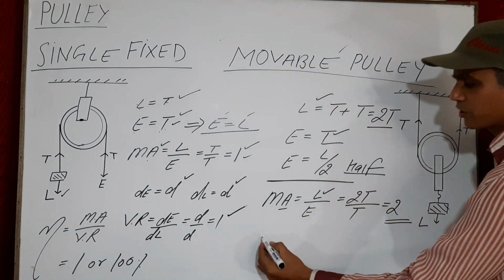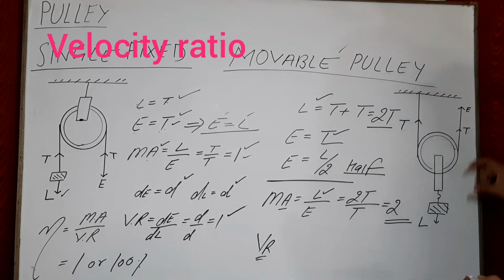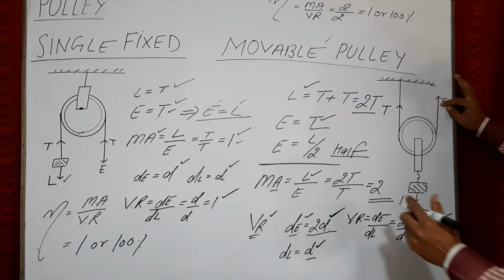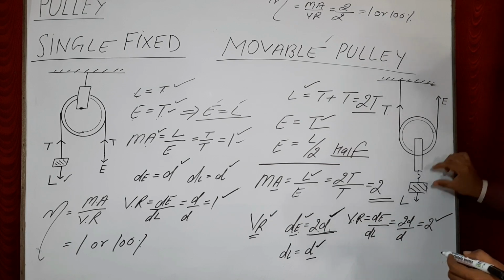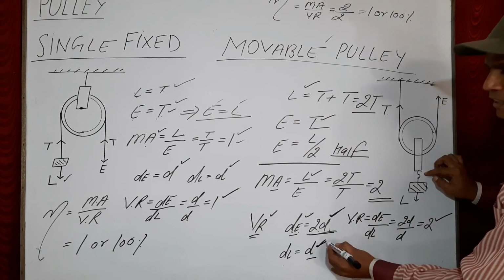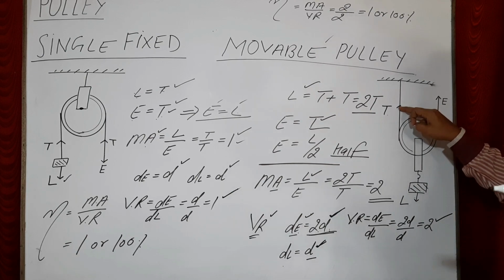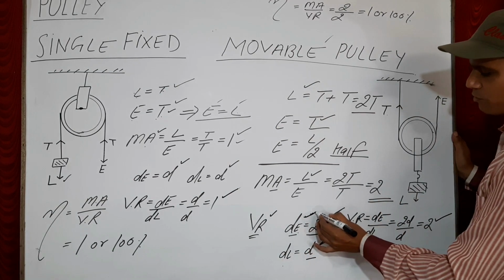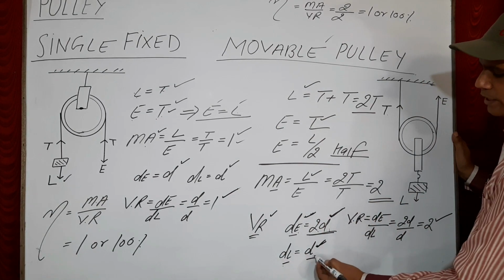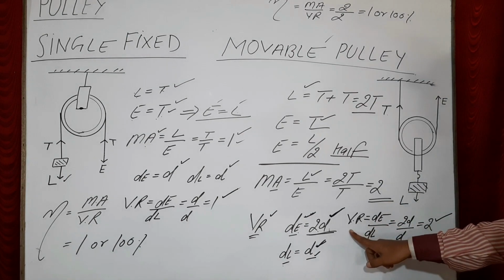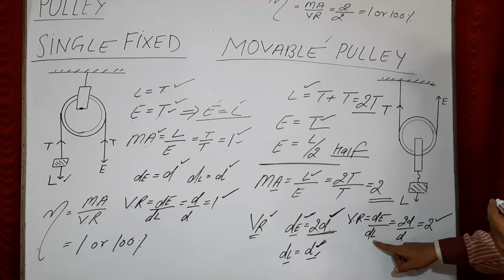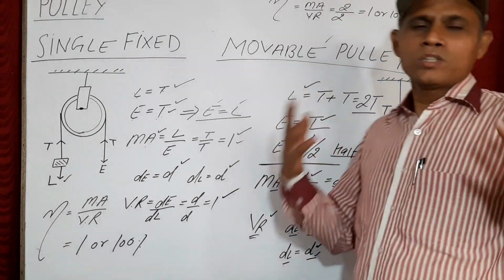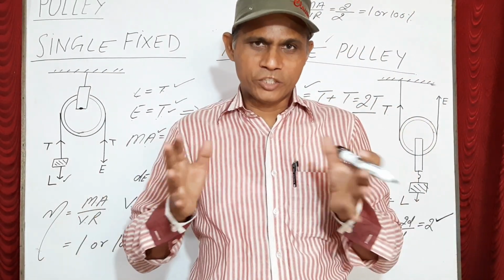Now what will be the velocity ratio? For velocity ratio, see the diagram over here. If the effort moves through a displacement 2D, the load will move through a displacement D. Why? Because these two sections cover equal displacement. Therefore, displacement of effort is 2D, displacement of load is D only, and velocity ratio, as you know, is displacement of effort by displacement of load. 2D divided by D, you have 2 only. So the velocity ratio of this pulley is 2.